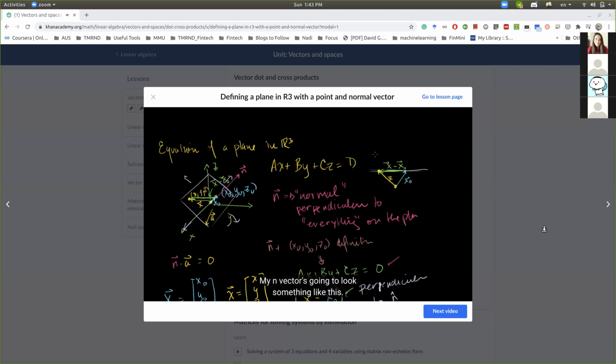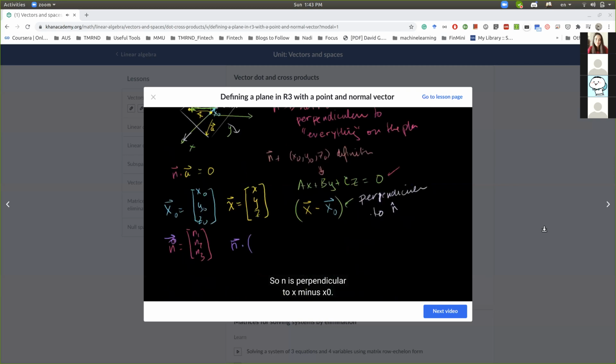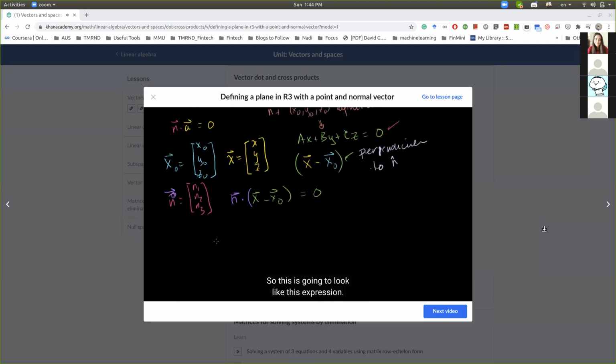My n vector is going to look something like this. It's going to be popping straight out of the plane. I could shift it over, but it's always going to be in that same direction. It's going to be perpendicular to this vector right here. So n is perpendicular to x minus x naught, which means that their dot product is equal to 0. Well, what does x minus x naught look like? So this is going to look like this expression.